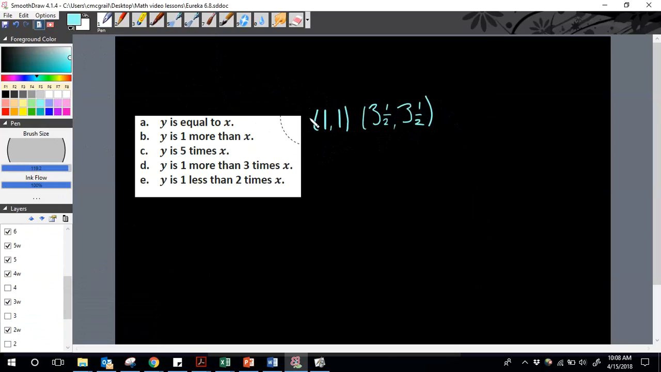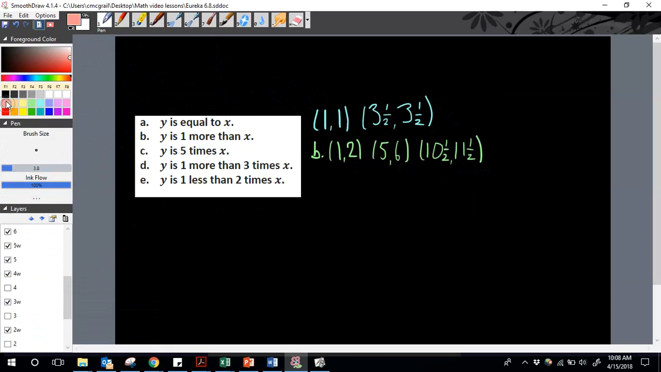For rule B, it says y is 1 more than x. So if my rule is y is 1 more than x, if I choose 1, y needs to be 1 more than that, so y is going to be 2. If I choose 5, then y needs to be 1 more than that, so it's going to be 6. If I choose 10.5, then y needs to be 1 more than that, which is 11.5.